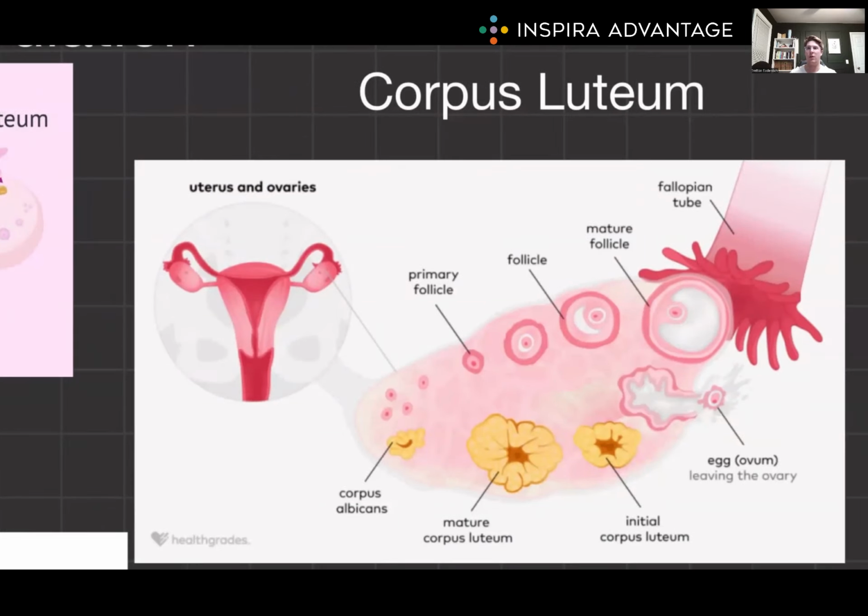After ovulation, the remnants of the ruptured follicle will transform into a corpus luteum, which secretes progesterone and estrogen. These hormones prepare the uterine lining, or endometrium, for a potential implantation of a fertilized egg. If implantation does not occur, the corpus luteum will degenerate, leading to a decrease in progesterone and estrogen levels. This hormonal decline triggers menstruation and the start of a new menstrual cycle. For more details on the menstrual cycle, check out a video we just released on that.